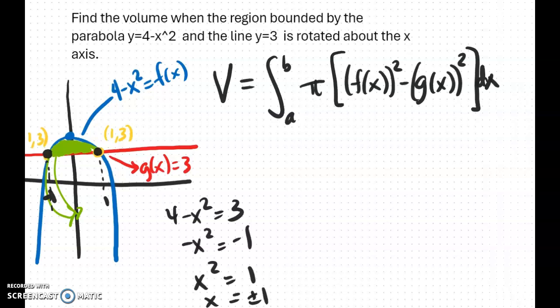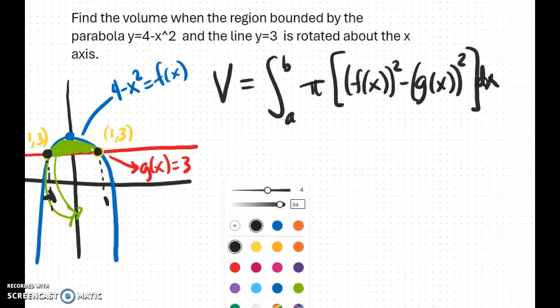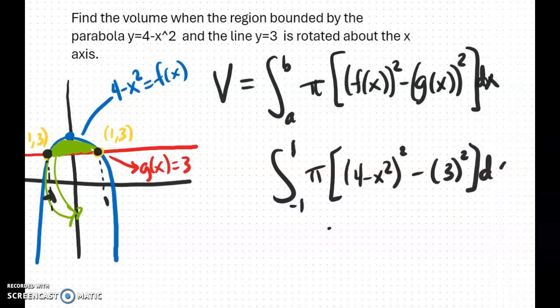So you can find those, like I said, with the calculator using the table. You can use that intersection tool on the calculator, or you can set them equal to each other like this and solve. So 3 different ways you could do that. But now we have those intersection points, so we're going to put them here. So from -1 to 1, and then let's plug in f of x and g of x. So we've got 4 minus x squared minus 3 squared. So let's do some algebra here.